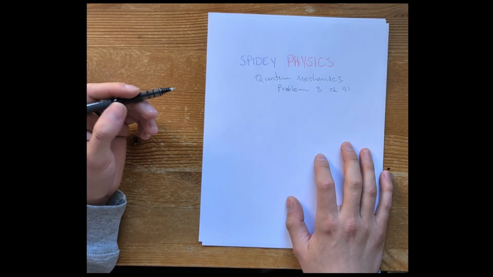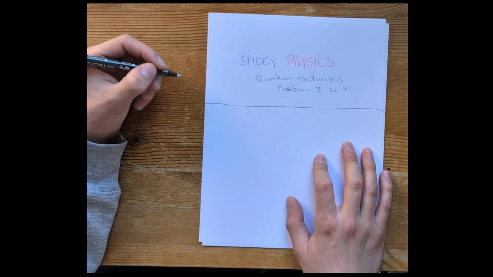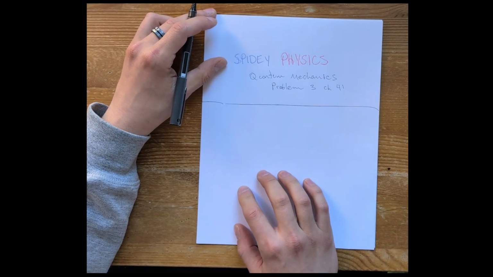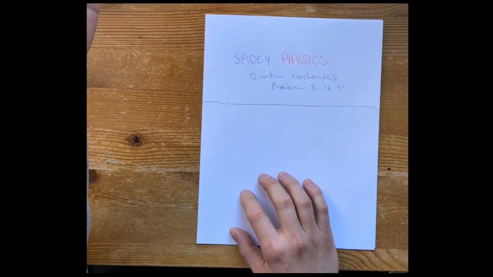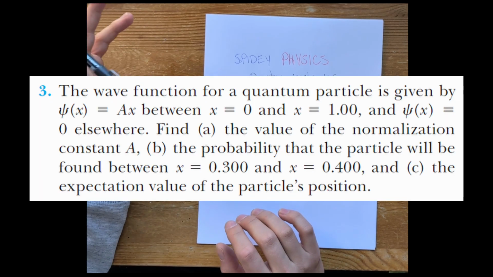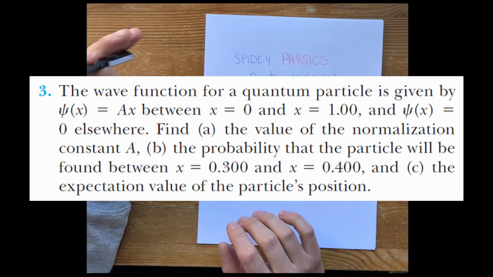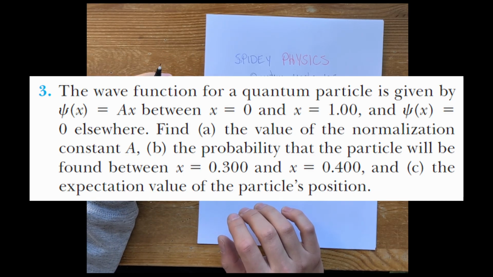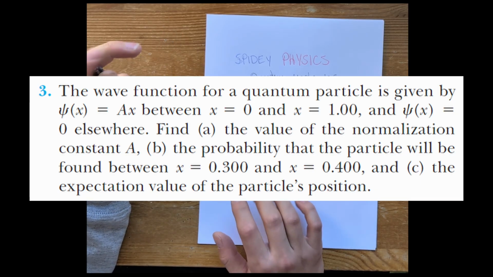So I have a problem here today from the quantum mechanics chapter, which I don't want to write down, so I'm going to just post it up on the screen here, a little screenshot. And I have it open in front of me over here on the computer screen. It says a wave function for a quantum particle is given by psi of x equals ax between x equals 0 and x equals 1, and psi of x equals 0 elsewhere.